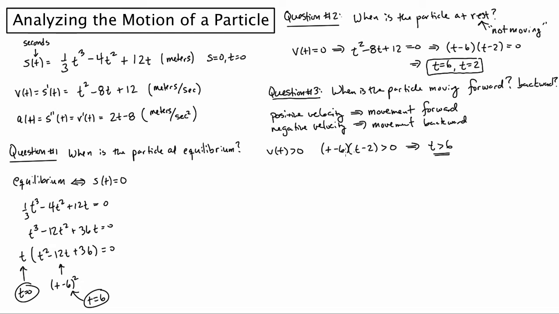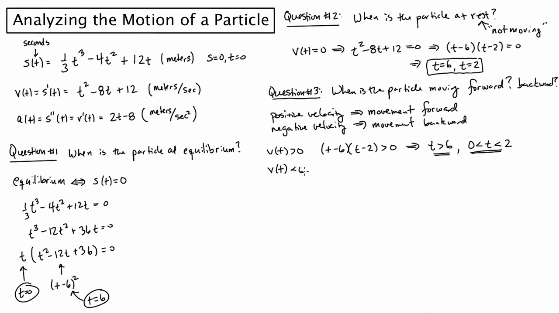Both of these factors will be negative as long as t is in between 0 and 2, and I'm stopping it at 0 to 2 because we're not considering what happens before the starting time. So we're starting everything at t equal to 0. But you can see that if t is less than 2, this is negative and this is negative, but multiplied together, they're positive, so the particle is moving forward between 0 and 2 seconds.